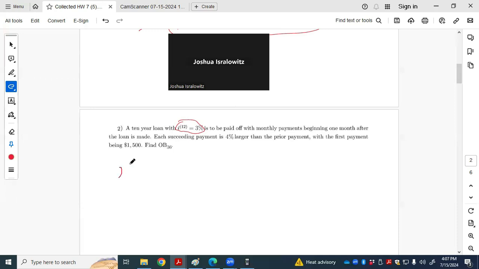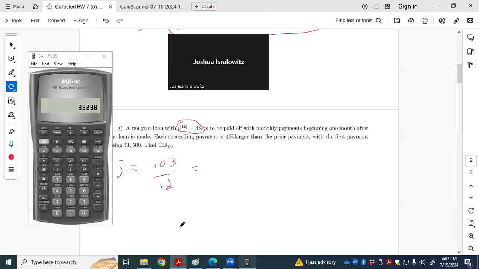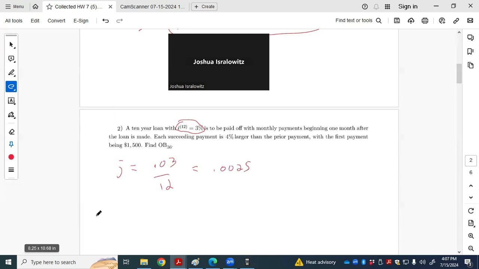All right, so my monthly interest rate j is 0.03 over 12, and what's that? 0.0025. Right. So just like the example we did, the first payment is 1,500, then increases by 4%, then another 4%, et cetera. Payments are at the end of each month. So if t is in months, payments are 1,500 times 1.04^(t-1).